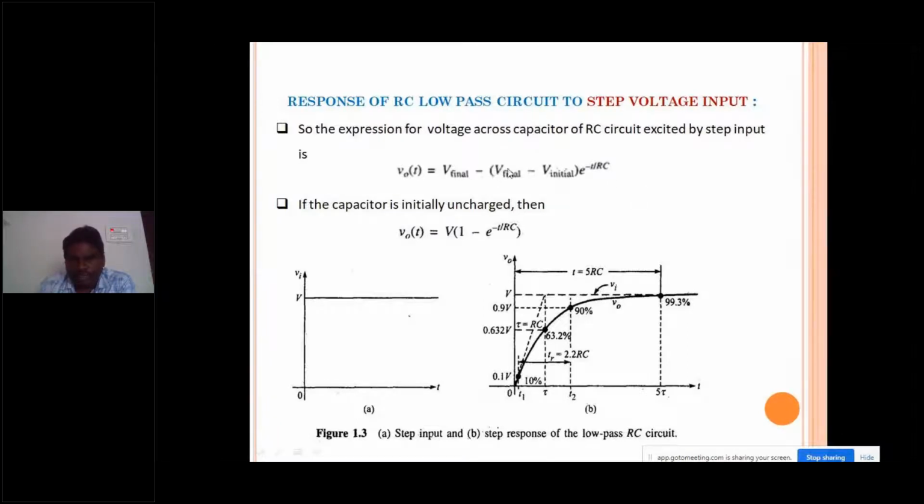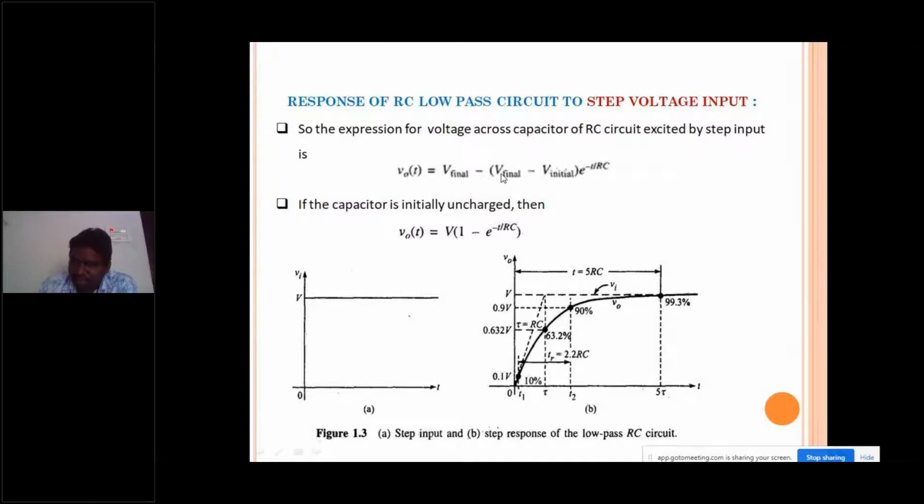So that I can substitute the final value. If you see here, this is the step signal that is applied. If the capacitor has the possibility to charge to a maximum value, it can charge up to V. That is why the final value will become V. So the final value becomes V.